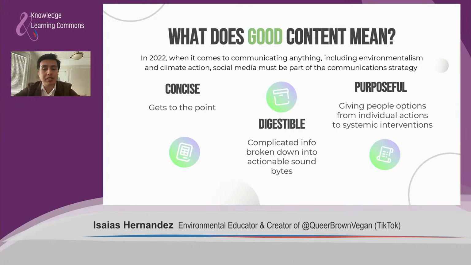And so when I try to communicate climate change online, I try to be concise, meaning that I get to the point, right? An example of this is the IPCC report, the Working Group 2 and Working Group 3 reports that came out recently. What are some of the main facts out of that, key takeaways that I'm able to communicate with my audience within 60 seconds?